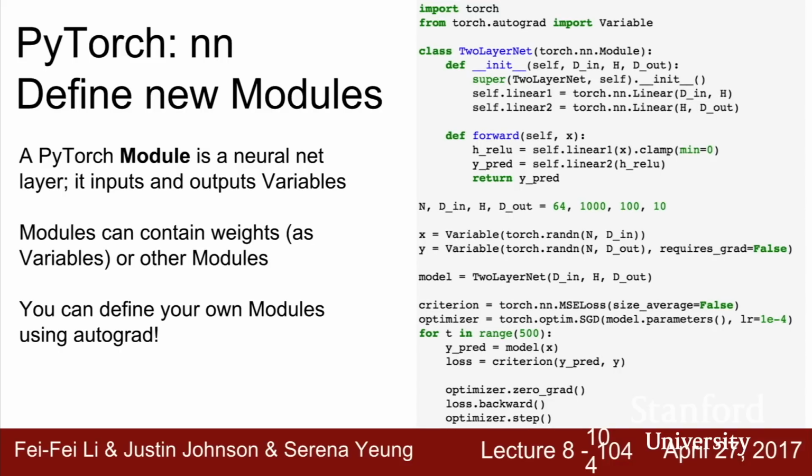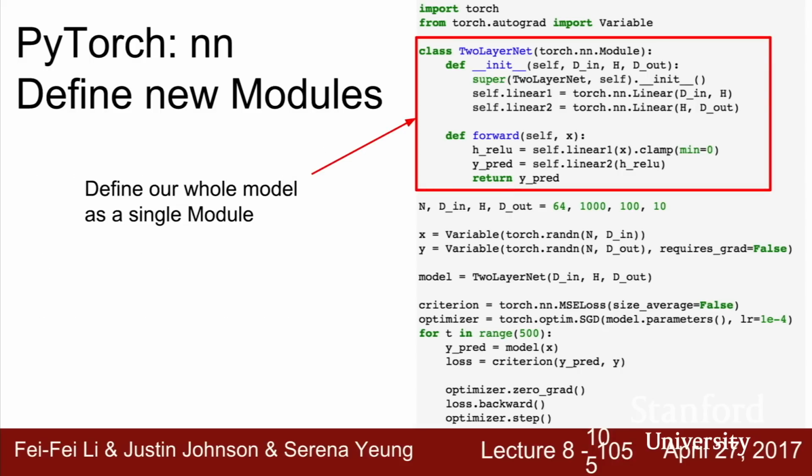So another common thing you'll do in PyTorch a lot is actually define your own NN modules. Typically, you'll write your own class, which defines your entire model as a single new NN module class. And a module is just a neural network layer that can contain either other modules or trainable weights or other kinds of state. So in this case, we can redo the two-layer net example by defining our own NN module class.